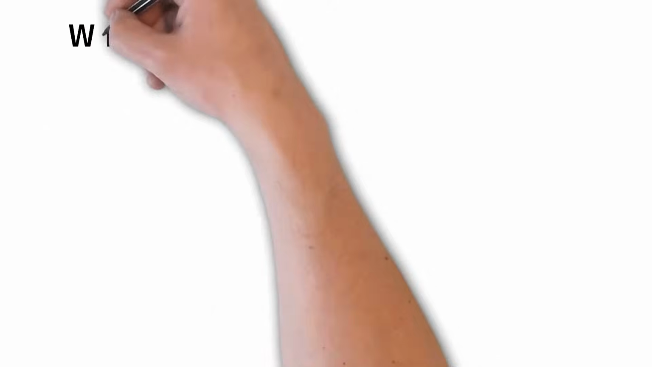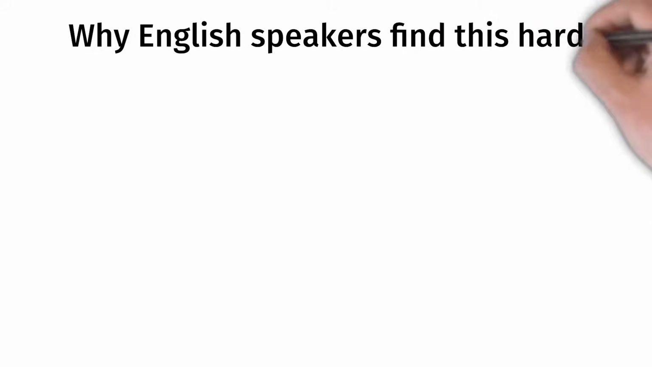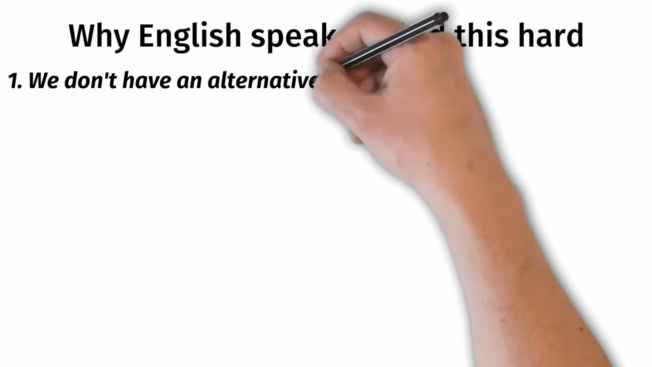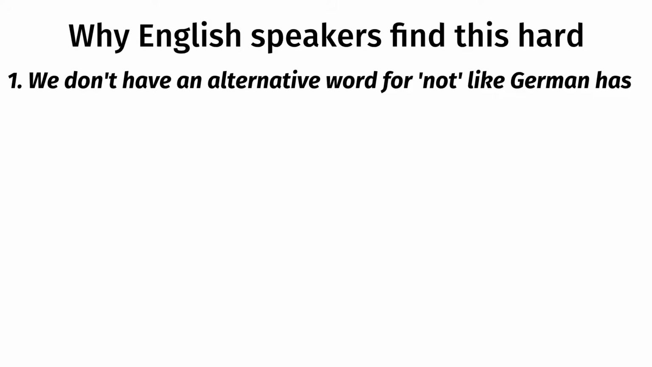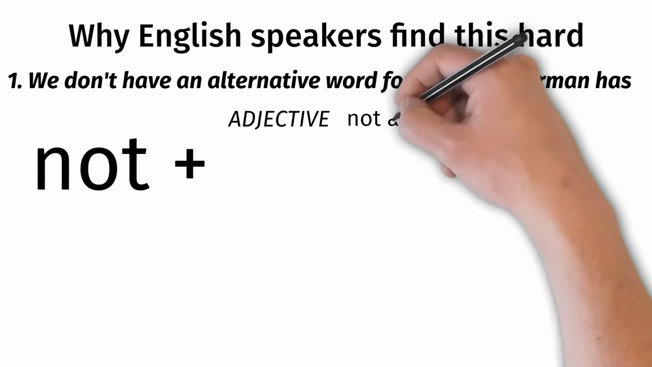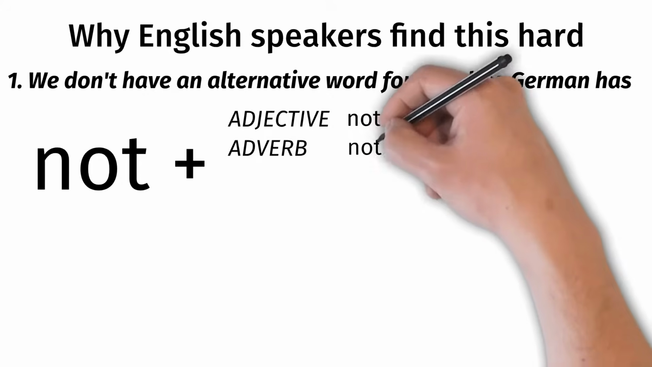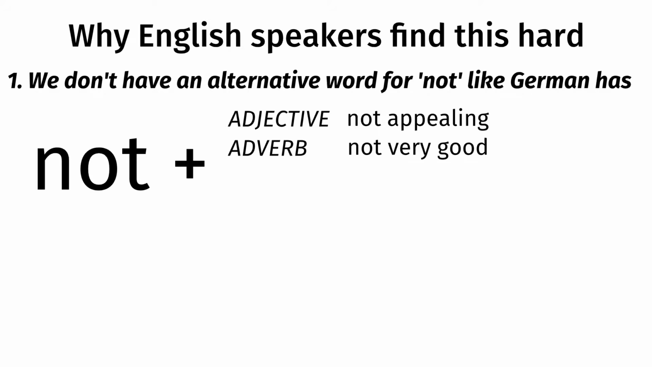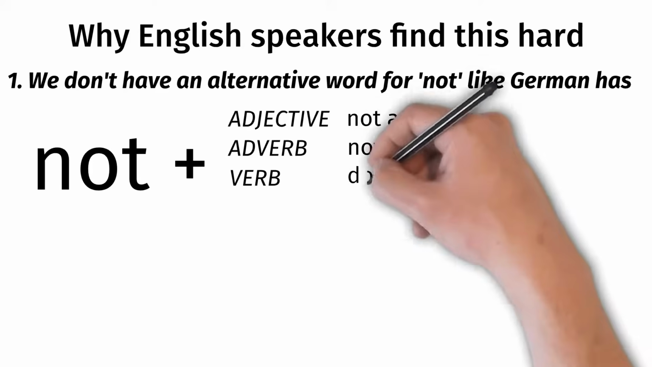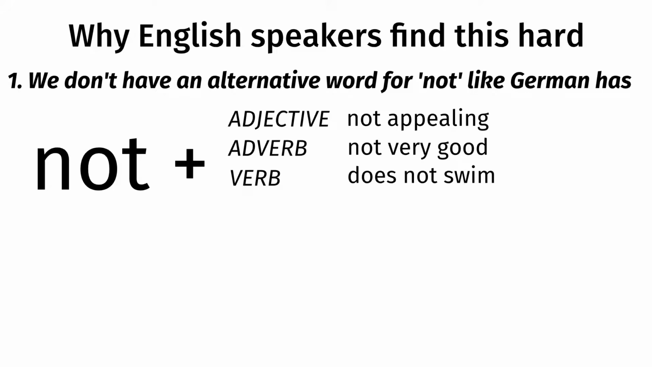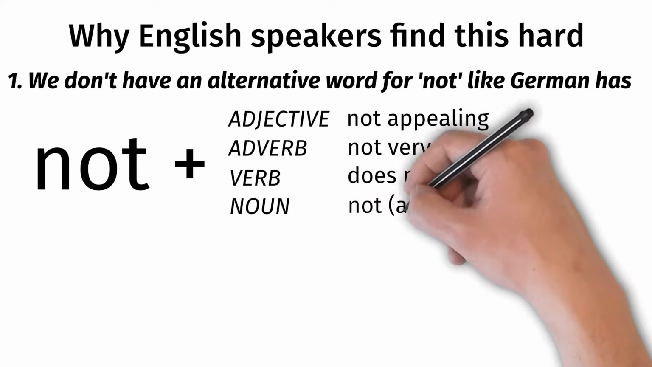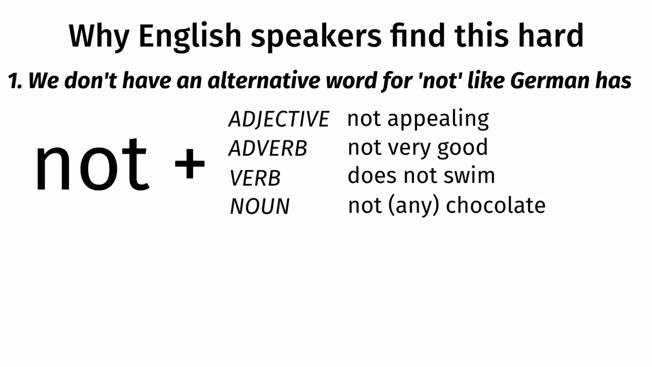First of all, let's look at why English speakers find this hard. And I think there are two reasons. Firstly, we don't have an alternative word for not like German has. We use not with everything. We can have not plus an adjective like not appealing, or not plus an adverb like not very good, or not plus a verb like does not swim, or not plus a noun, not any chocolate. We use not all the time.